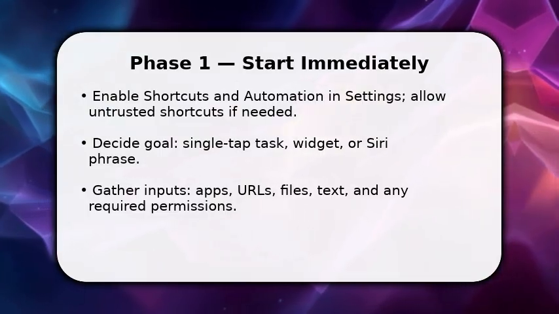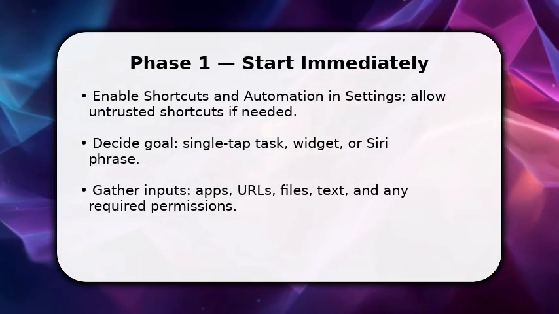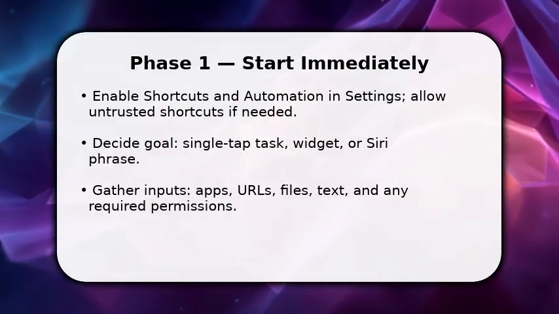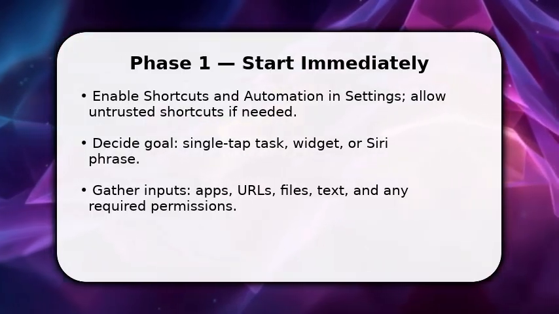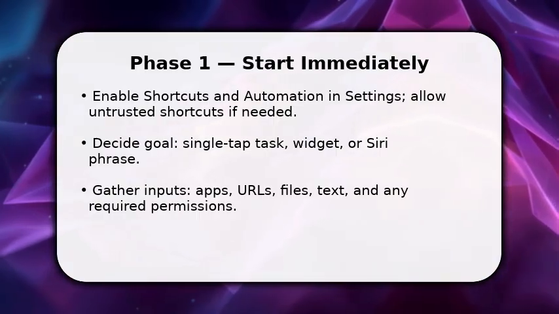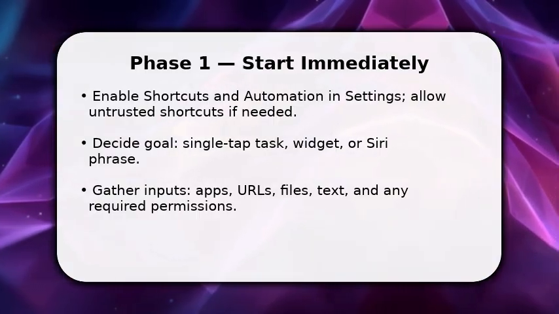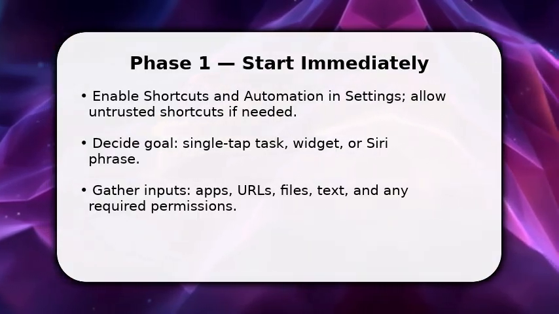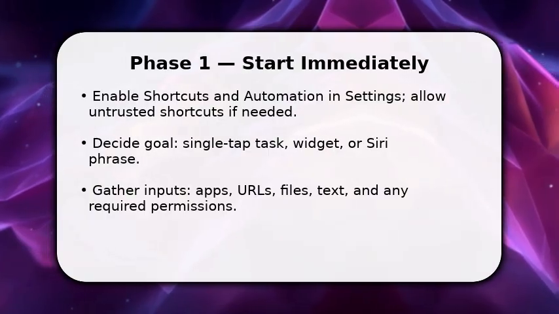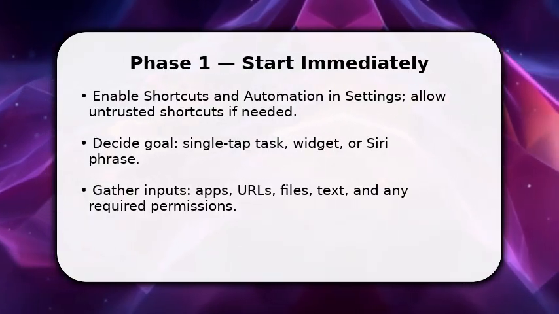Next, add obvious building blocks: Get contents of URL, open app, or get file. These form the backbone. Once done, name the shortcut and set its icon for quick recognition. Make sure to grant permissions when prompted. You avoid wasted steps by creating the first prototype now, then refine immediately.